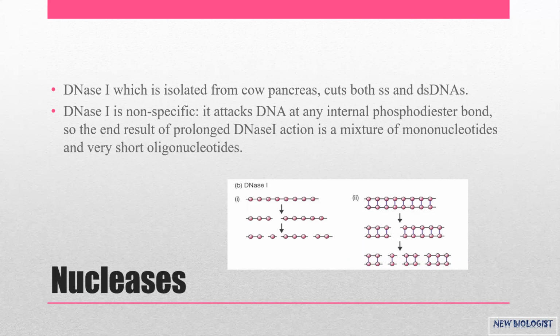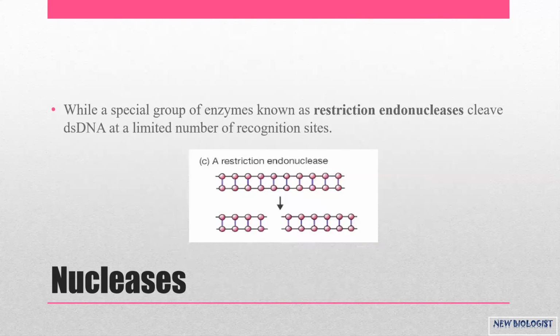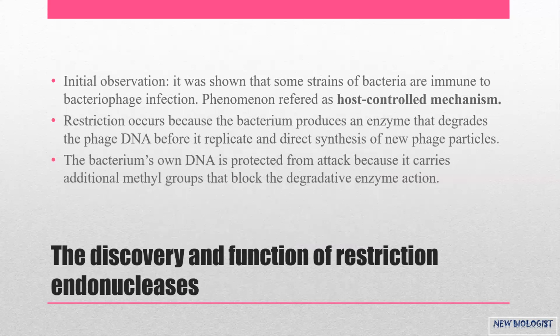Another example is DNase I, which has been isolated from cow pancreas, and it can cut both single-stranded as well as double-stranded DNA. And if we keep the single-stranded or double-stranded DNA for a prolonged time in the conditions with DNase I, it's going to generate some mononucleotides, or very short oligonucleotides can be formed. Here we are going to learn the very specific class called the restriction endonuclease, which cuts double-stranded DNA in a very specific pattern.